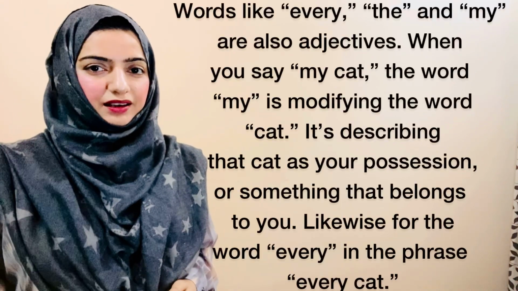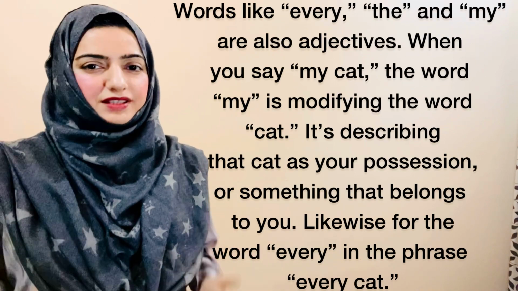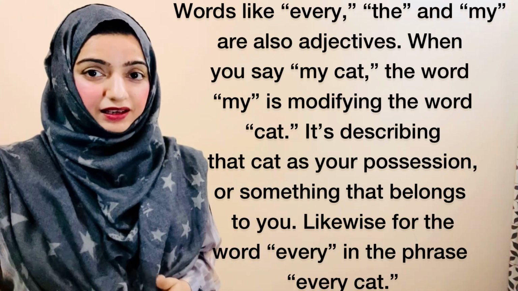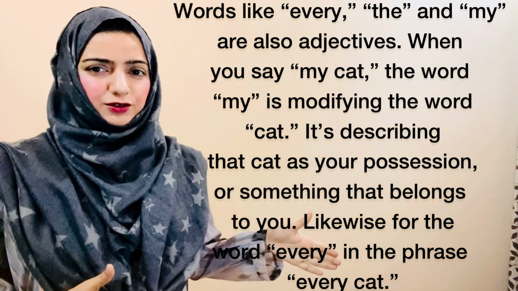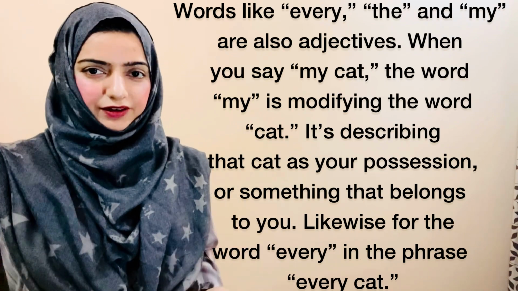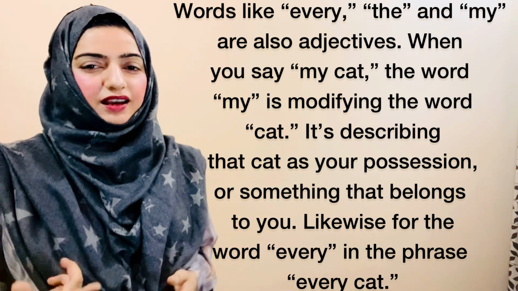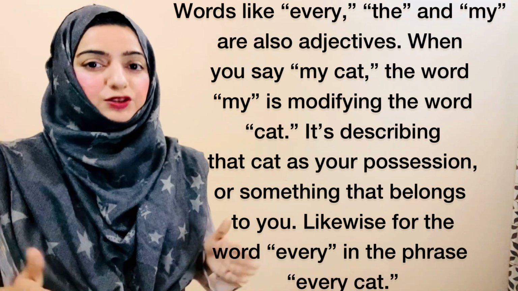So you might already know about adjectives like quick, beautiful and ugly, which are used to describe people, places and things. But did you know that adjectives have many other uses? Words like every, the and my are also adjectives. When you say my cat, the word my is modifying your possession, something that belongs to you. Likewise for the word every in the phrase every cat. As you can see, adjectives have many uses.